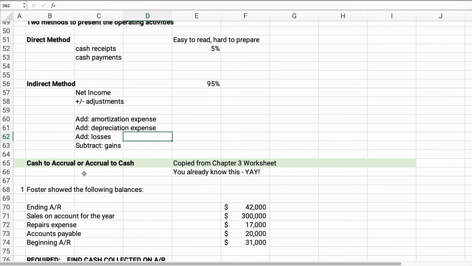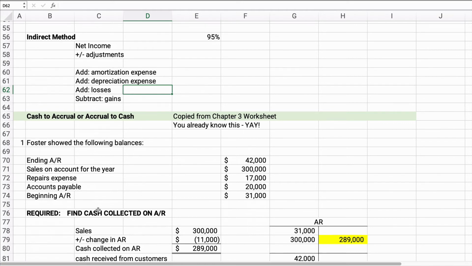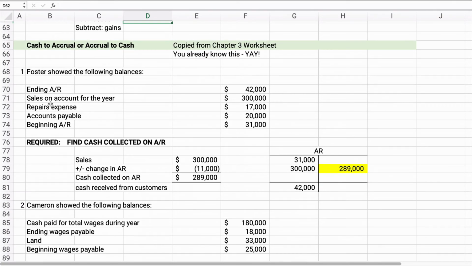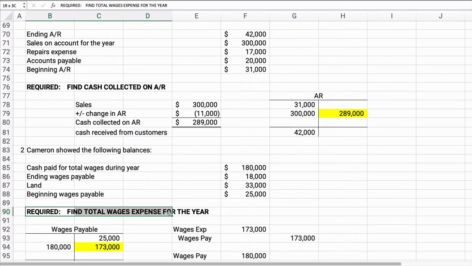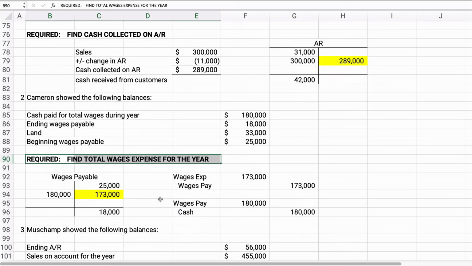Now, I've copied this final section from chapter 3. And because I think you already know it, I don't want to go through this again. You can go back and look at that video from chapter 3 if you want to. It's on the tab from chapter 3. So things like, how do we show cash collected on accounts receivable or cash received from customers? So that's the first one. The next one is find wages expense. If you have this information, how do we find wages expense? You're going from cash to accrual, or you're going from accrual to cash.